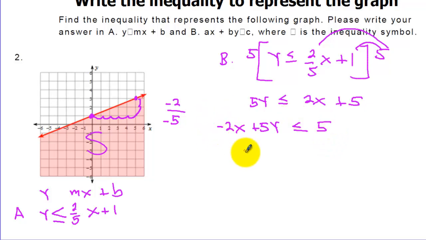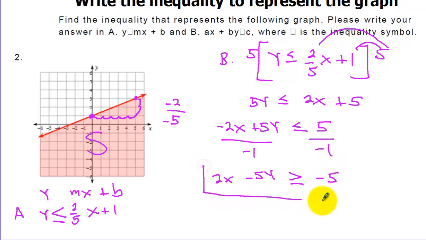Okay, we want our a to be positive, so let's divide both sides by negative 1. Now, since we divided both sides by negative 1, we have to reverse our inequality. So we'll get 2x, 5y divided by negative 1 is a negative 5y. 5 over negative 1 is equal to negative 5. So this will be our answer for letter B.